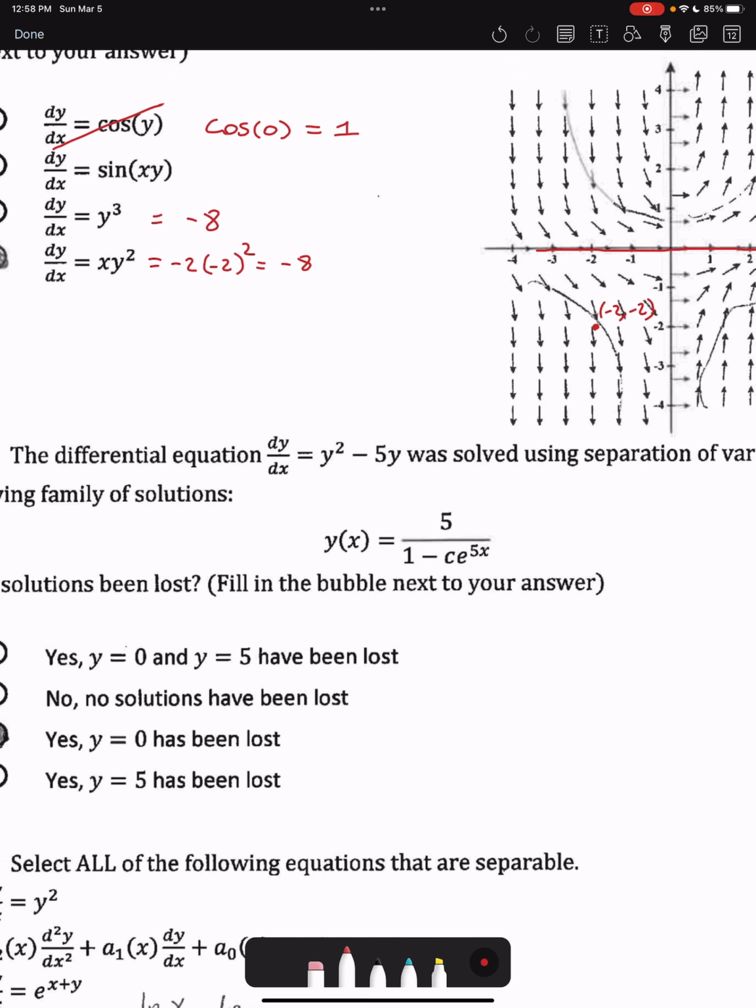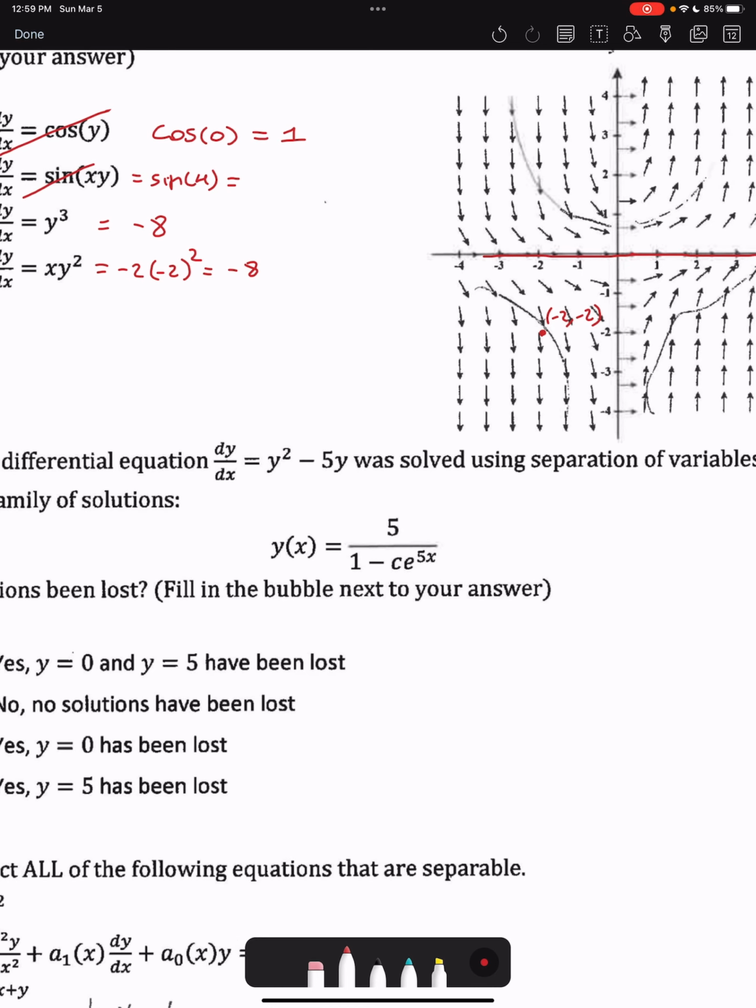If I put -2 in here, I get sine of 4. And sine of 4 is, if I do 4 divided by 2 pi, I will get 0.6. So it's more than half, so it's going to be a negative y, but very small value. So I think we could get rid of this one.